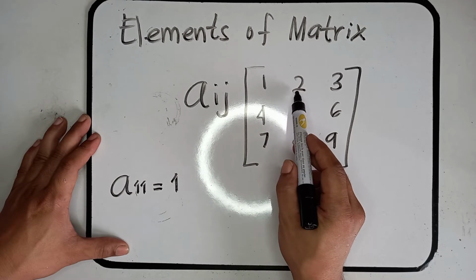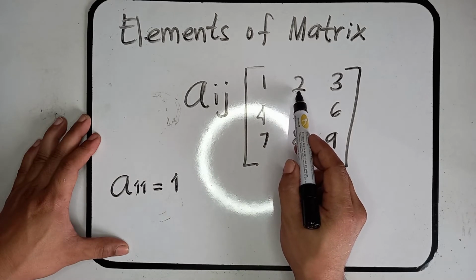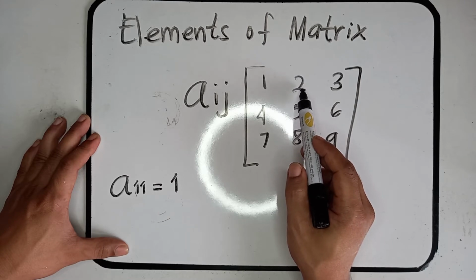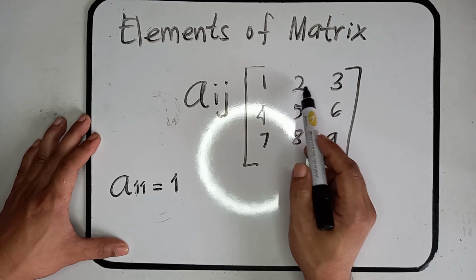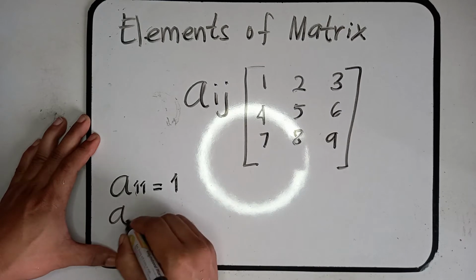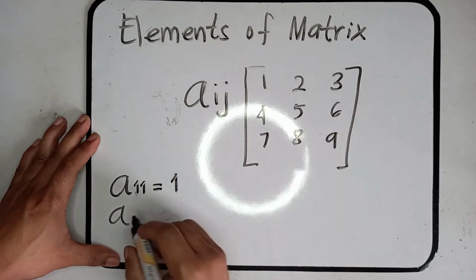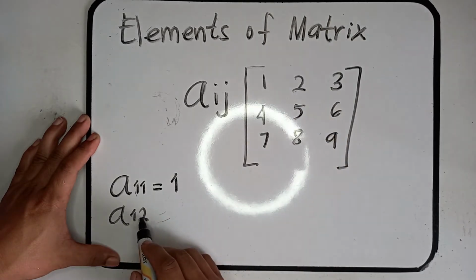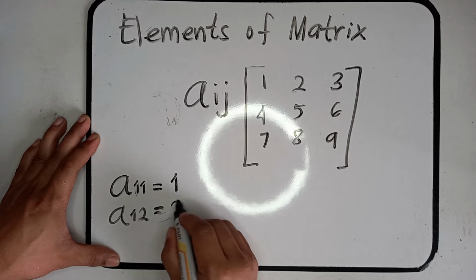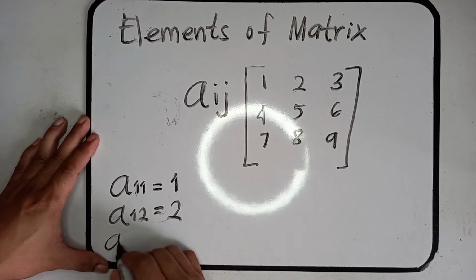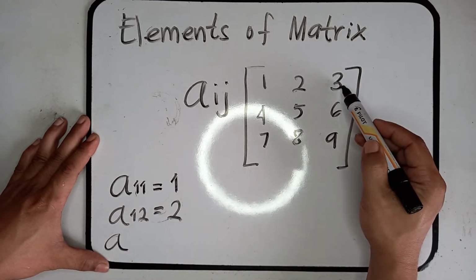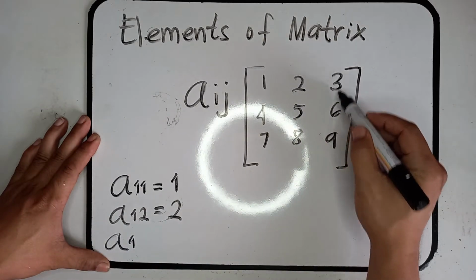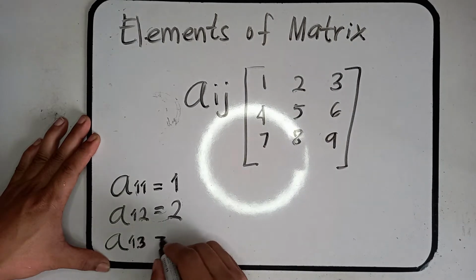And then, let's try to identify the elements of this. When we say elements, it is about the position of the number. Element 2 is, still we are on row 1, so we write 1 here. But we are already on column 2, so we write 2. And for number 3, we are on row 1, but on column 3. So this is 3.